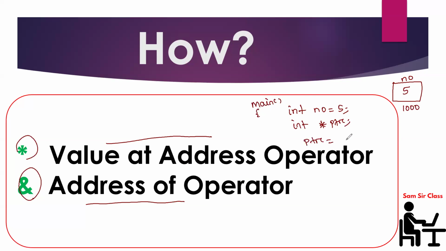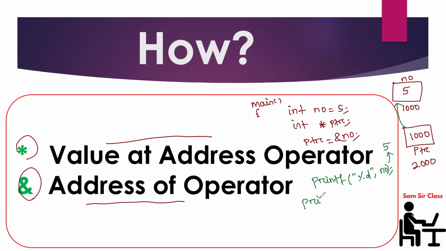So what am I writing? ptr equal to address of number. That means ptr is another variable, maybe at location 2000. But what does ptr contain? ptr contains 1000. That means ptr is pointing to number. This is the work of a pointer variable: the pointer variable ptr is pointing to another variable which has a value. Okay. So if I write printf percentage d number, then definitely I will be printing the value of number, that is 5.